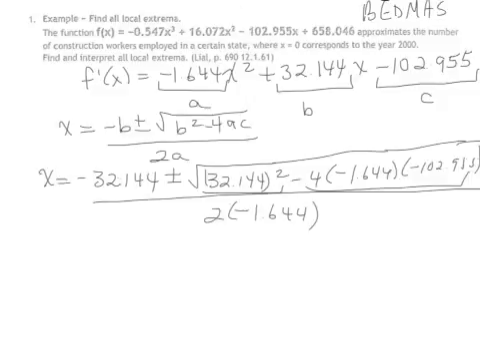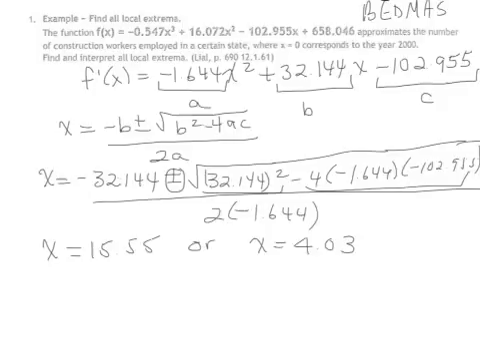And then we're going to have two values. This plus or minus means that we're going to have two values for x. And when we work out all of this, we're going to have x is either equal to 15.55 or x is equal to 4.03.